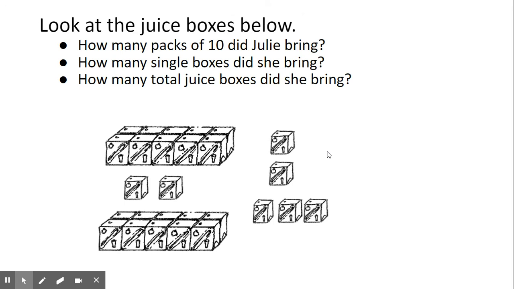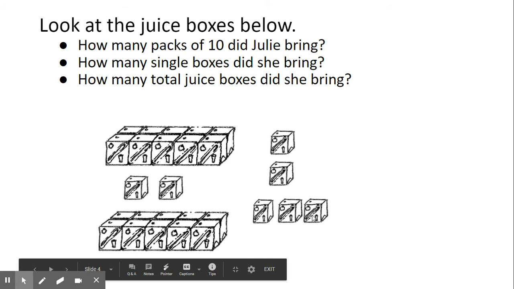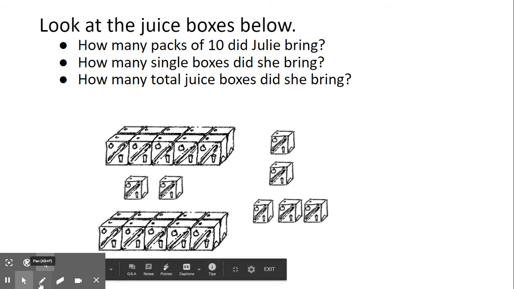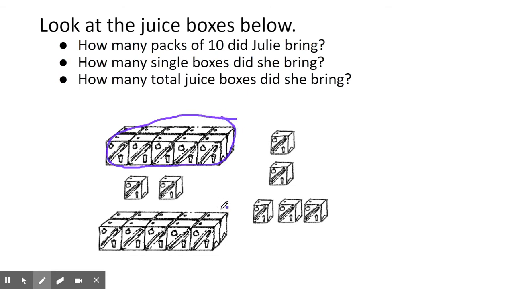Look at the juice boxes below. How many packs of 10 did Julie bring? Is this a pack of 10? What about these? Are those packs of 10? No, because they are only one. This is a pack of 10. If we count them, 1, 2, 3, 4, 5, 6, 7, 8, 9, 10. So we have one pack of 10 here, and then we have another pack of 10 here. So Julie brought two packs of 10.